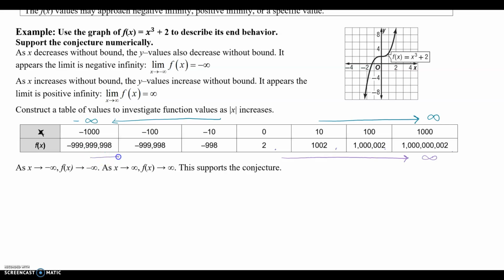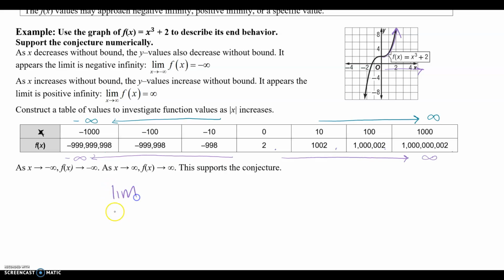As we go to the left towards negative infinity, our y values are also going towards negative infinity. Which, if we look at this graph, it's pretty obvious, right? If we look here, as our x values are getting bigger, our y values are also getting bigger, which makes perfect sense. So now you made your table, you've come up with your y values. Now it's time to make a conclusion. So your conclusion looks like this.